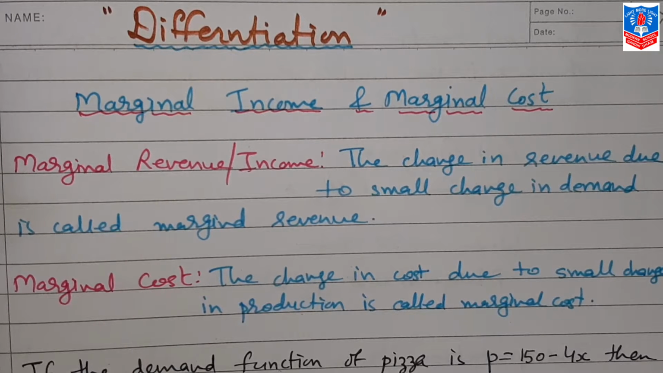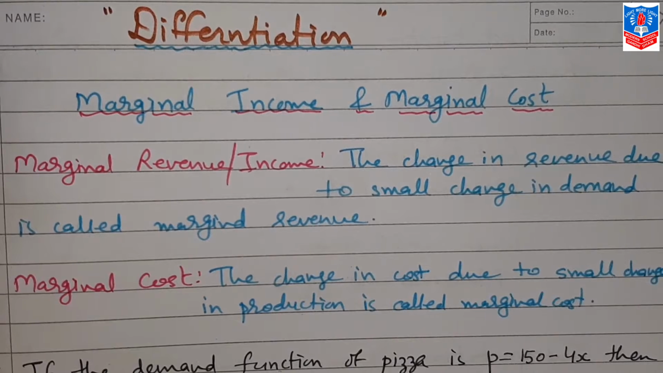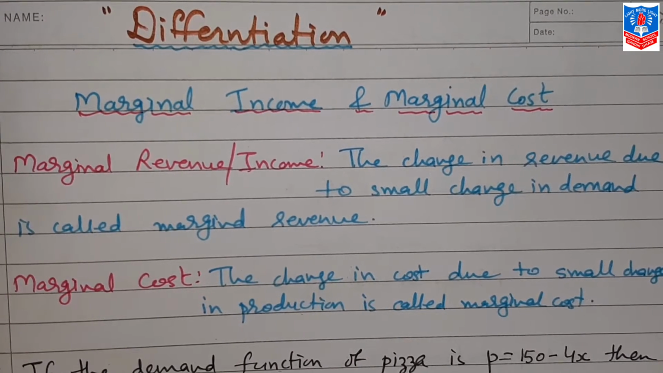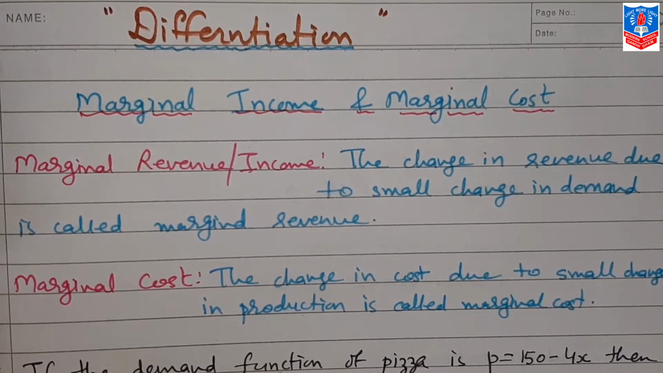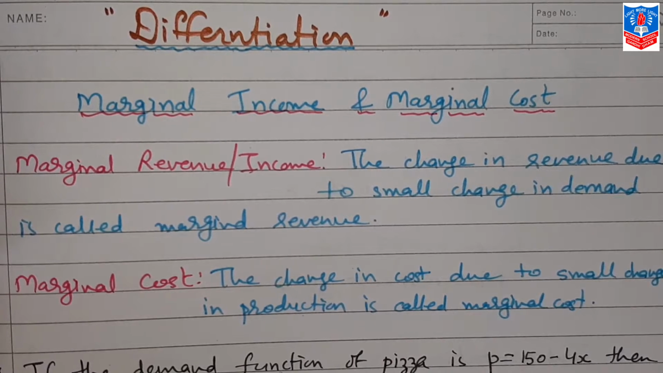Differentiation is used to obtain solutions of economic and business problems. We have seen that the first and second order derivatives can both be used to obtain the maximum and minimum values of a function. The first order derivative of a function can also be used to obtain marginal income and marginal cost, which type of sums we will do in today's session.